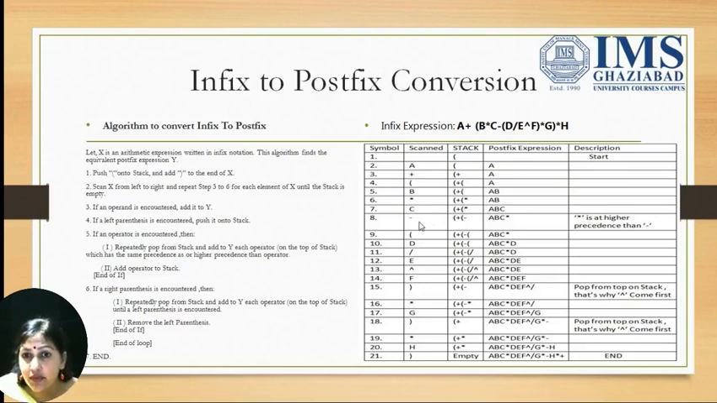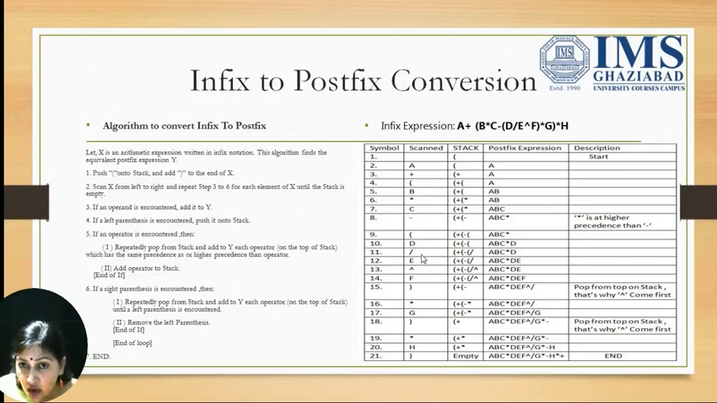Then an operator minus is scanned. Now, on the top of the stack, there is an operator multiplication, which has higher precedence than minus operator, so we pop it from the stack and add to the postfix expression. And lastly, we push this minus operator on the top of the stack. Then again, a left parenthesis is encountered, just push it into the stack. Then D is encountered, add it to the postfix expression.